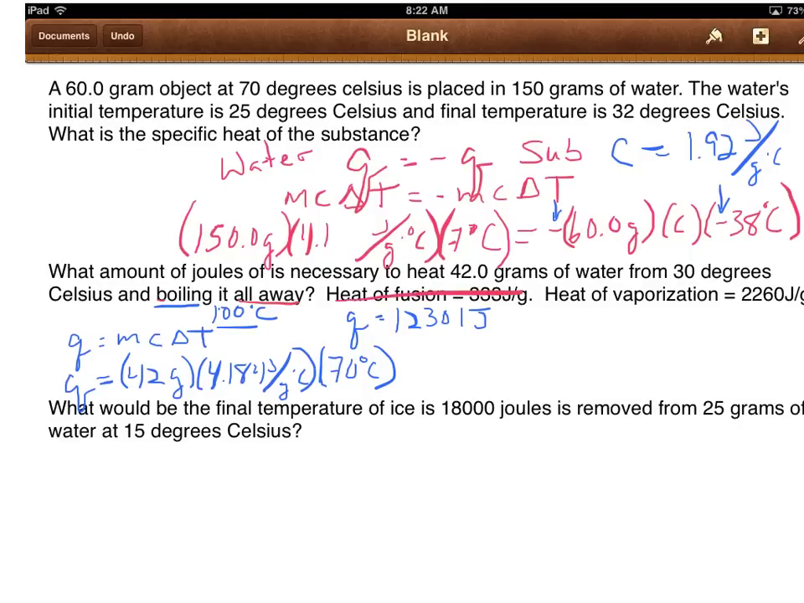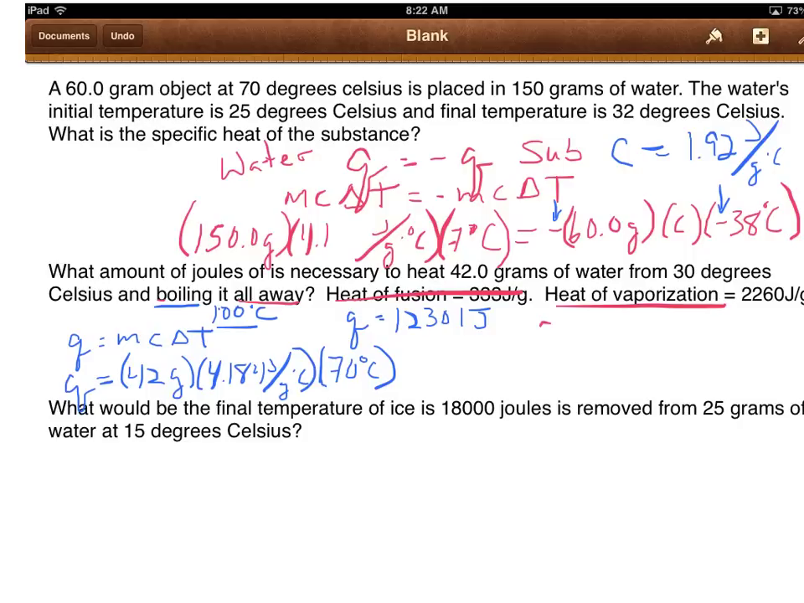So you'll notice that I gave two different values there. I didn't mean to cross that out, but the heat of fusion and the heat of vaporization. Well, guess what? I crossed it out because we're not going to use the heat of fusion. Just like on the test, you need to know which one to use. Well, in this case, because we're boiling water, we're using the heat of vaporization, 2260 joules per gram.